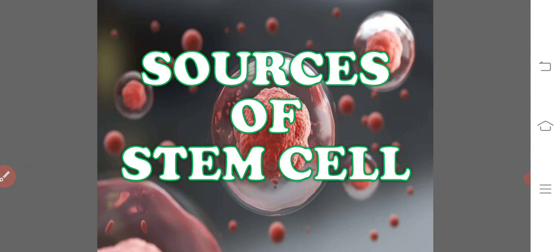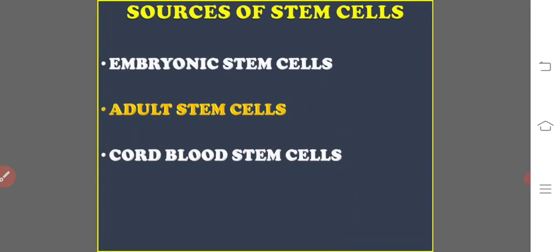And coming to the sources of stem cells. Stem cells originate from two main sources: one from adult body tissues and another from embryos. Embryonic stem cells, adult stem cells, and cord blood stem cells.